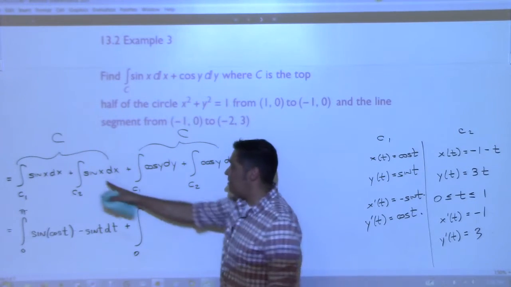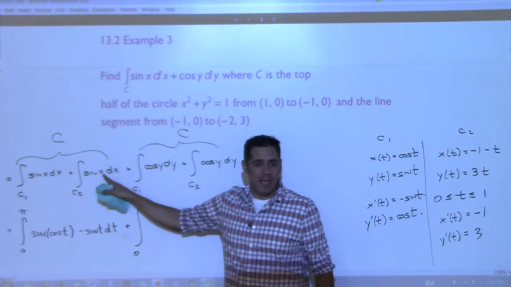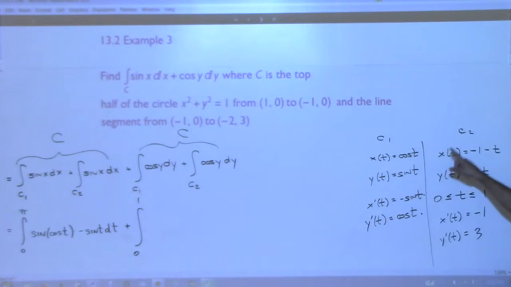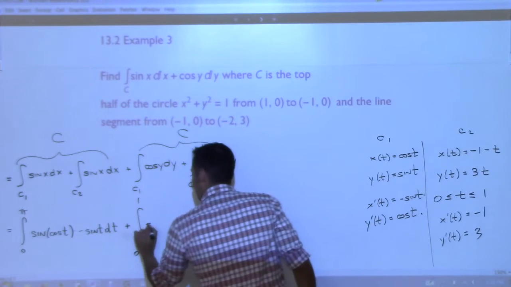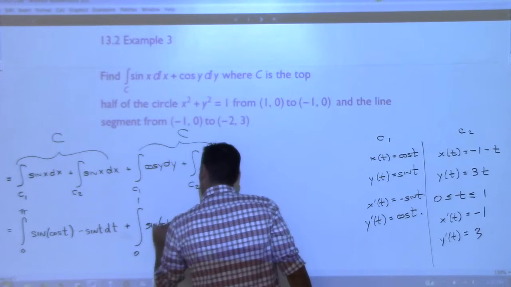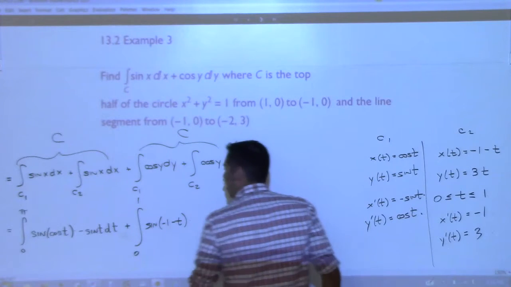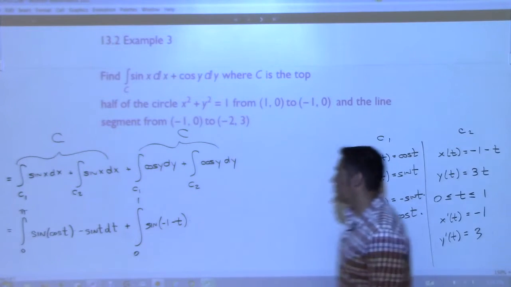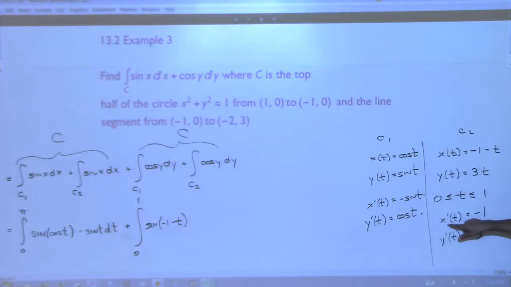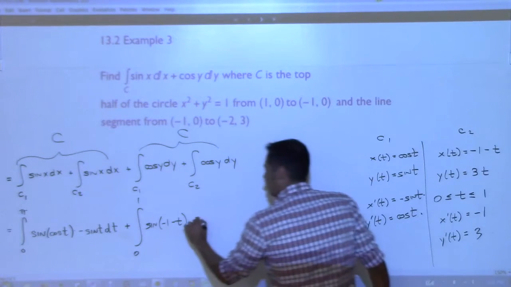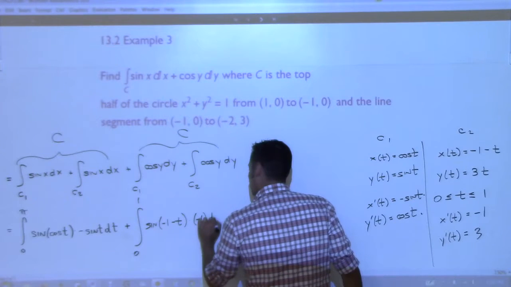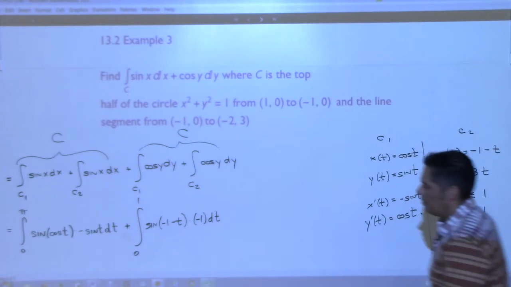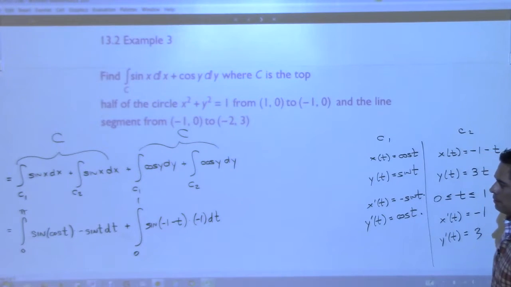And my sine of x is going to change, isn't it? Sine of x is now sine of -1 minus t. So sine of -1 minus t. And then times dx, which is the derivative of the x function with respect to t, which is just -1. So I'll put times -1 dt. Okay, that's my second of 4 integrals.